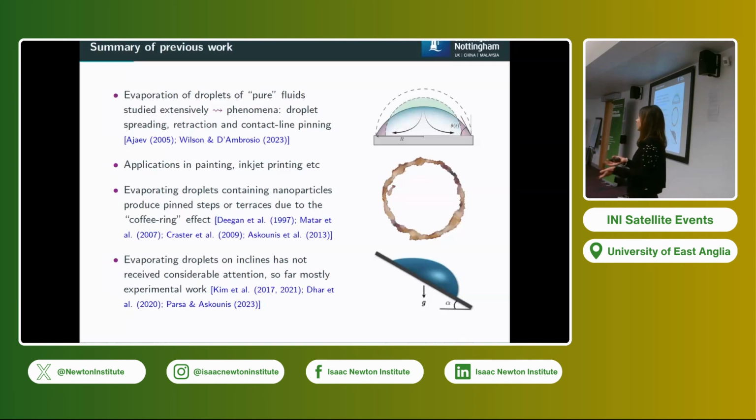And also a lot of attention has been given to the problem of evaporating droplets with particles, because this leads to pinned steps or terraces, and the well-known coffee ring effect. A lot of people in this room have worked on this, and we've seen a number of presentations already this week. But in our work, we're interested in droplets on inclined substrates. This is something that has not received a lot of attention so far, but in nature or around us, droplets are not always on horizontal substrates. In these cases, the droplet is no longer symmetric, and there's a need to understand how the evaporation mechanism changes in this case. So there has been some experimental work so far, mainly listed in these papers, but not a lot of theoretical work.